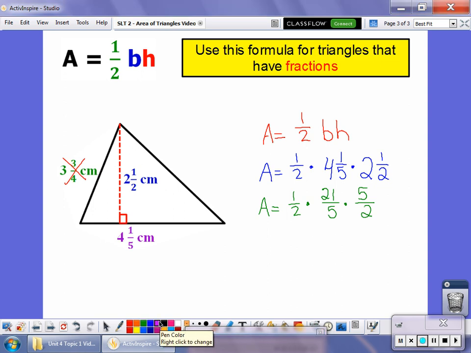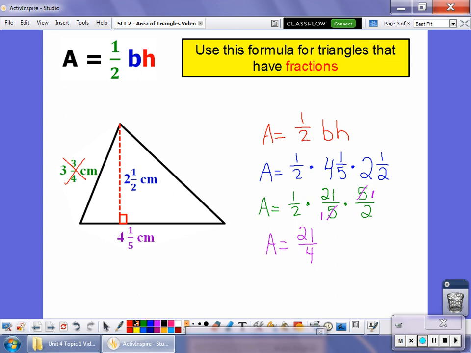Okay? Now, it's really important for me that I simplify this before I multiply, because otherwise I'm going to get some really big numbers. So remember, if I'm going to simplify before, I can look for any numerator and denominator that has a common factor. And I know that this 5 and this 5 both have a factor of 5. So if I divide this by 5, I get 1. If I divide this by 5, I get 1. And now when I multiply this out, 1 times 21 times 1 is going to be 21. My denominator is going to be 2 times 1 times 2, which is 4. So my area is 21/4.